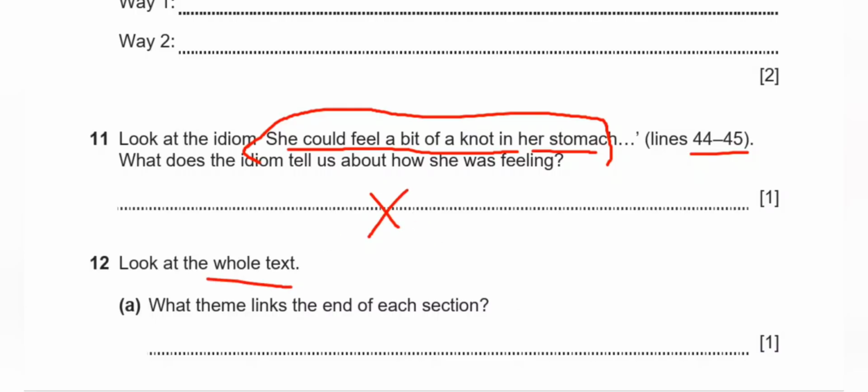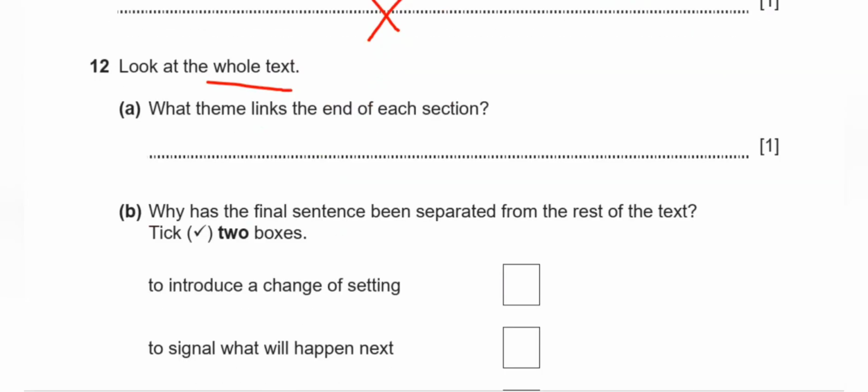Look at the whole text. Okay, we almost finished because the question is too general. What theme links the end of each section? What a deep question. Look, in each section, they talk about a theme or idea that links the sections. Like, Lempi is someone who forgets everything. She doesn't have a good memory, because she forgot lots of things. The difficulty Lempi has when trying to remember things. She cannot remember and she always forgets everything.